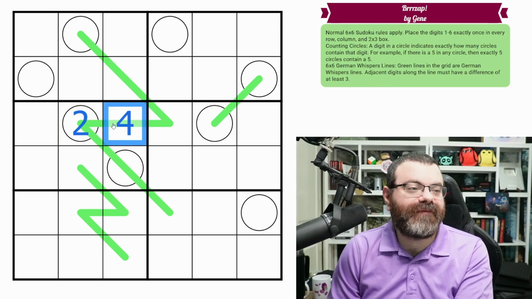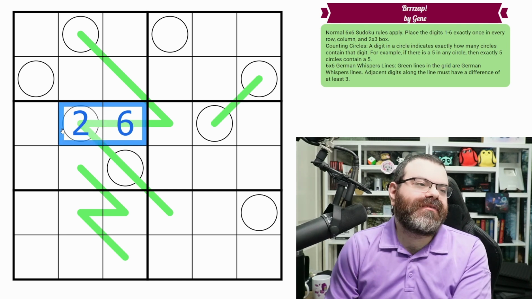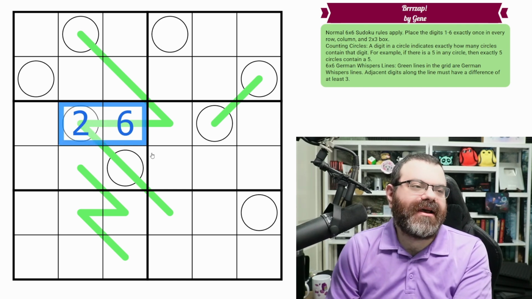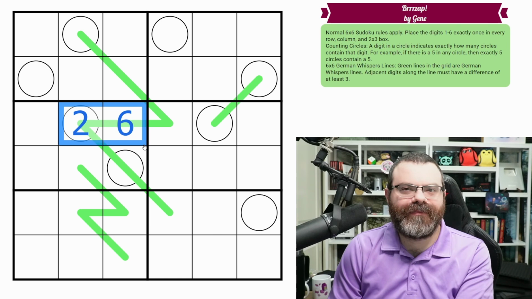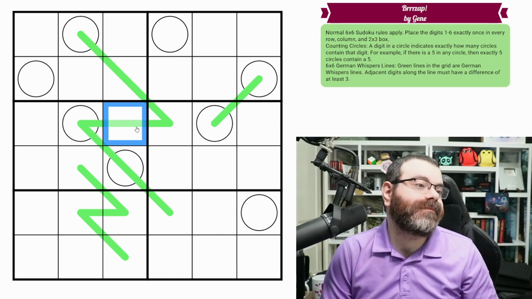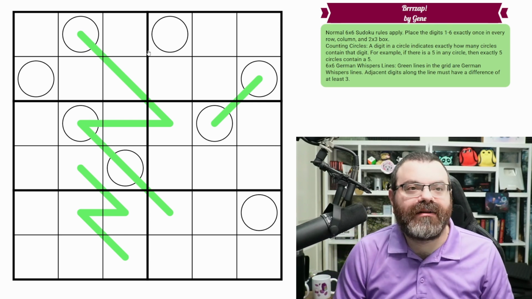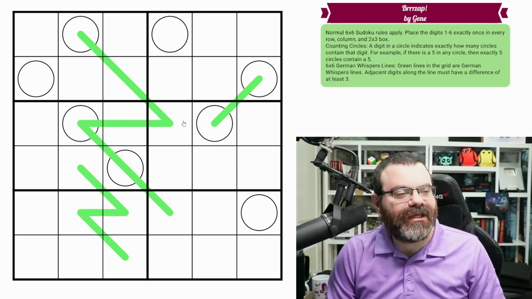So 1, 2, 3, and 4 do not work. They are too close. It has to be a 5 or a 6 in order for the difference to be at least 3. The order doesn't matter. Just take the bigger minus the smaller, and that result needs to be 3 or 4 or 5. All right. Good luck making it 6 or higher. But if you manage to, that would also be allowed.